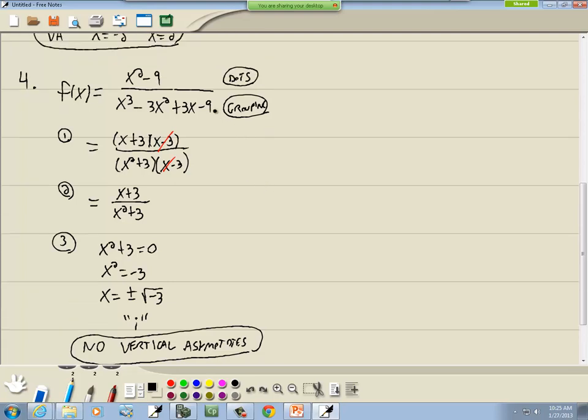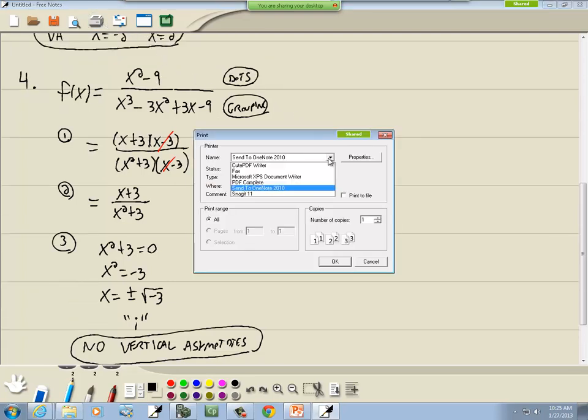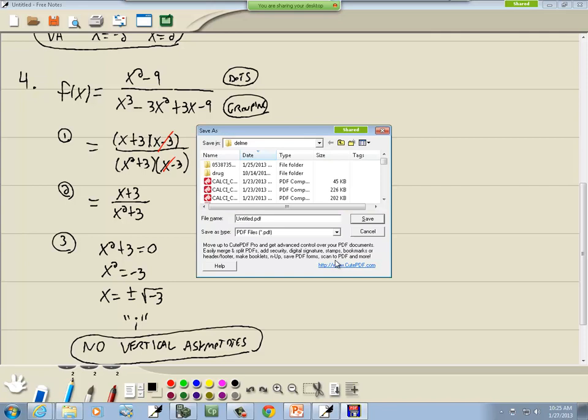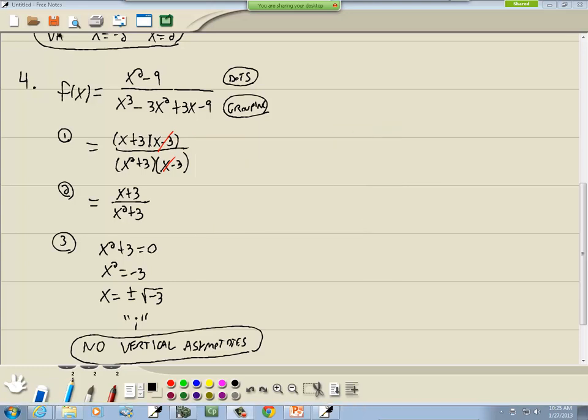And let me save this page, and then we'll do the next problem. Infinite limits page 01.pdf. And save.